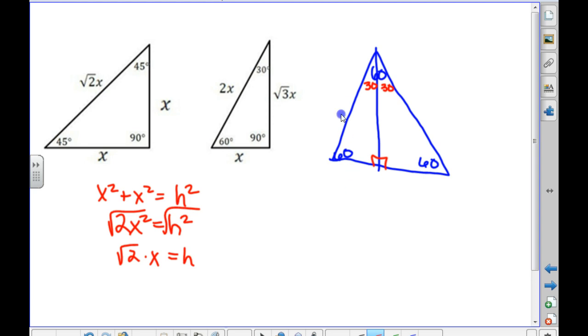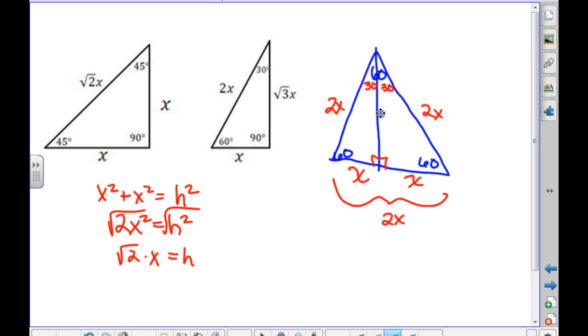Rather than call this whole side x, I said, well, let's call this little piece x, because then this one would be the same, yes? And how long would this be? If it's equal to the same as this whole thing, it would be 2x, right? So basically it's 2x all the way around this equilateral triangle. Everybody with me so far?